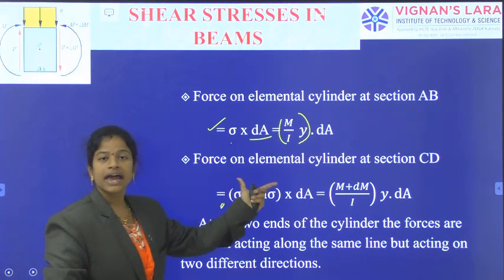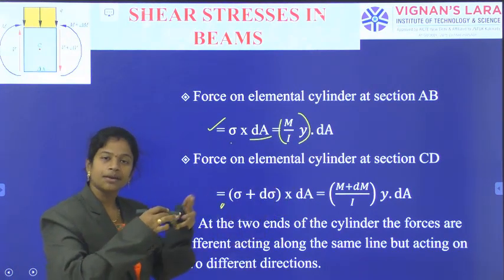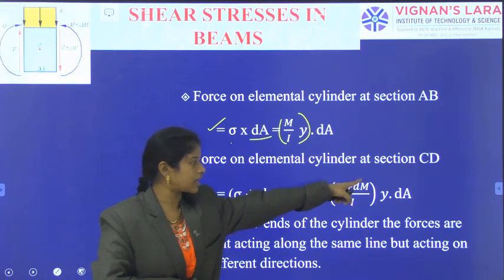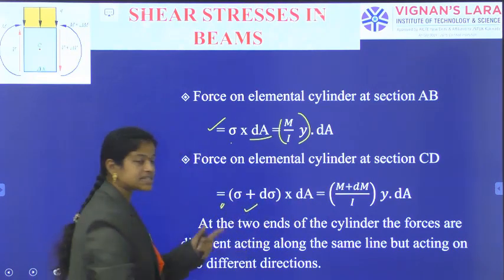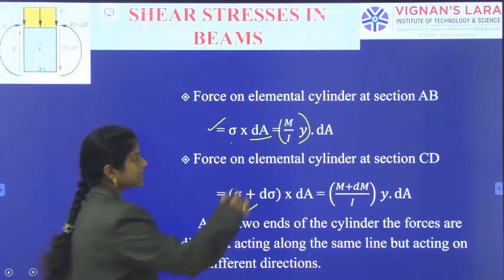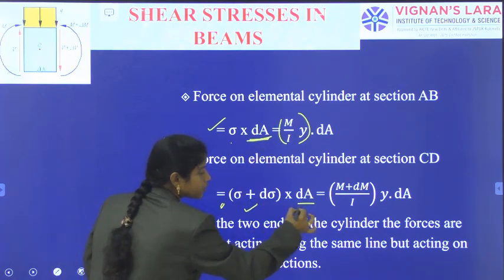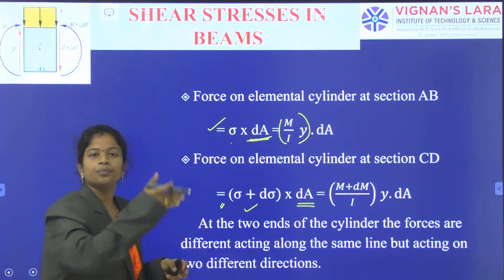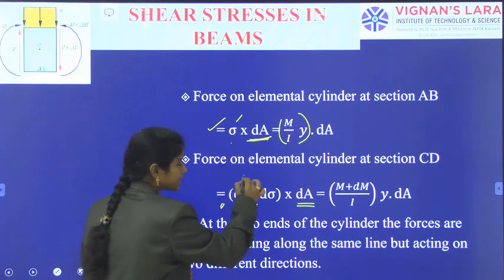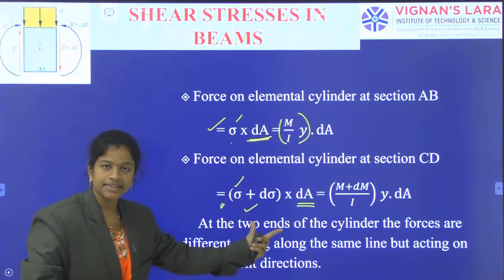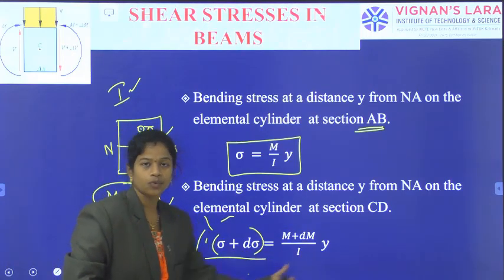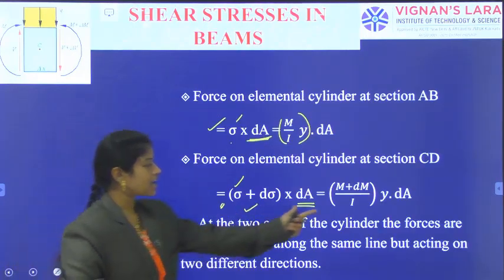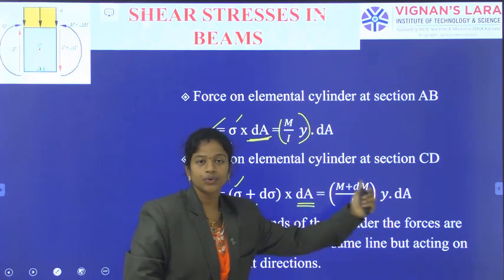And the force acting on the same elemental cylinder at the section CD level is sigma plus d sigma into dA, because the area of the elemental cylinder will not change, but the bending stress is changing from point to point. The corresponding value for sigma plus d sigma is (M plus dM) by I into y. Substituting that, we get (M plus dM) by I into y into dA.